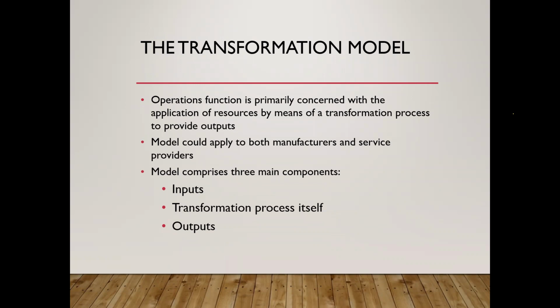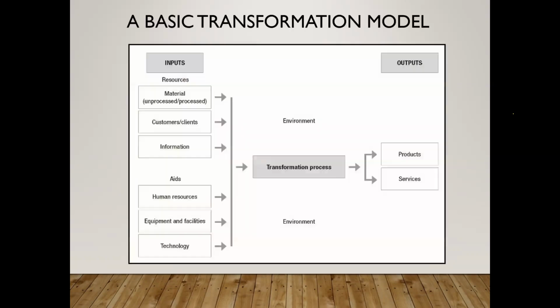So the model could apply to both manufacturers and service providers. There are three main components within the model: you have the inputs, you have the transformation process itself, and the outputs. So this is the diagram where you have your inputs, which are your resources, such as materials that are unprocessed or processed, your customers or your clients, and then information or data.